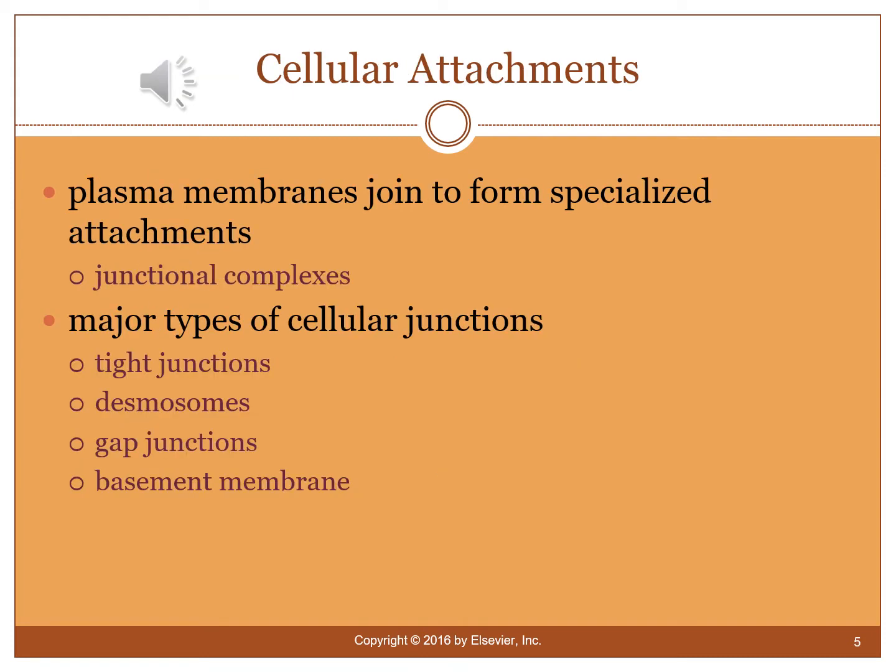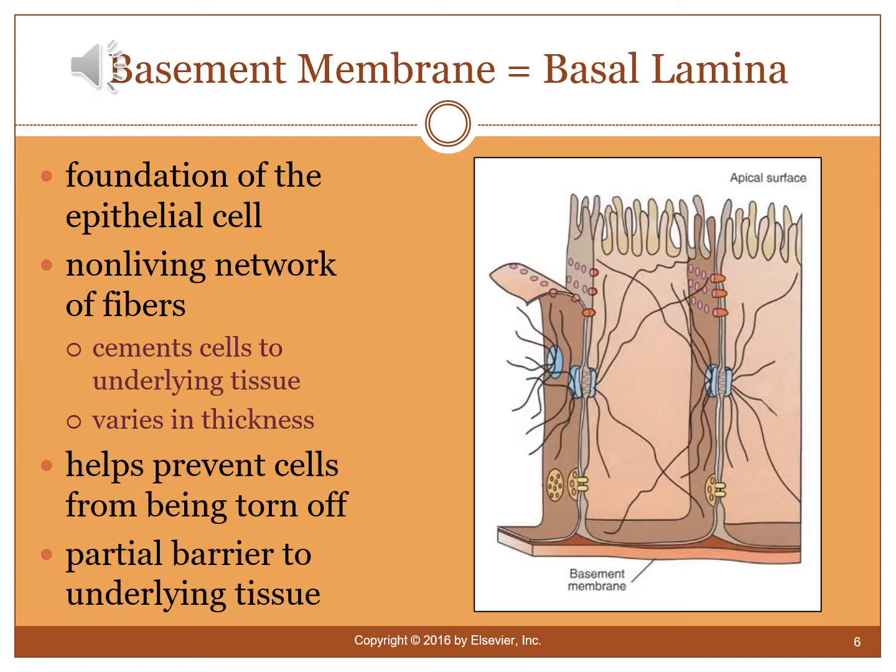I left this slide in mostly for the basement membrane, because that is something that is brought up in your coursework, to be able to discuss that term. But for tight junctions, desmosomes, gap junctions, I just left that in here as a slide, but I won't define those. So these are the types of cellular attachments, and the major types are tight junctions, desmosomes, gap junctions, and basement membrane.